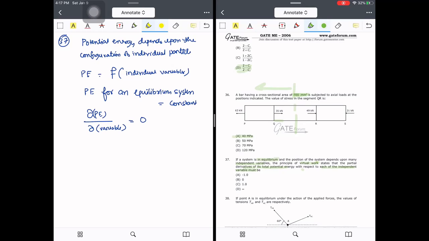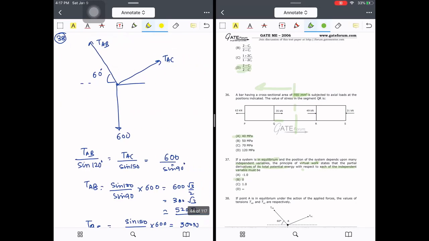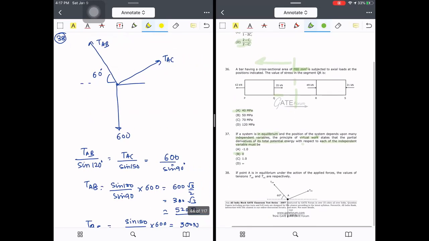But here they have given that the system is in equilibrium, that means each and every point in the system is lying at a static point, it is not moving at all. So, as I told you, potential energy is a function of individual variables, so potential energy at an equilibrium system is constant. That means the derivative of potential energy with respect to the variable is 0.